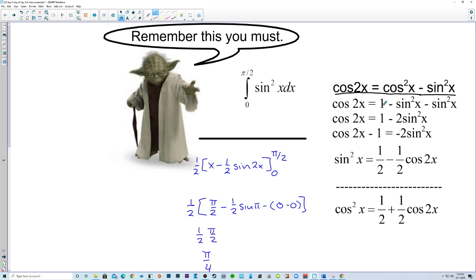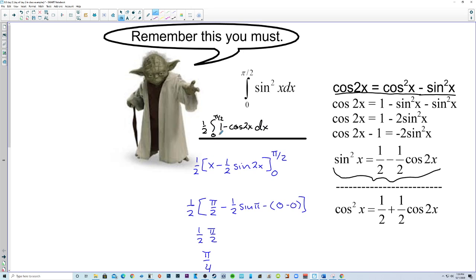We're going to change cosine squared into 1 minus 2 sine squared, minus the 1, divide by negative 2, and what we come up with is this right here, where sine squared is 1/2 minus 1/2 cosine of 2x, and we can integrate cosine of 2x. So we can factor a 1/2 out: 1/2, integral from 0 to pi over 2 of 1 minus cosine of 2x dx.